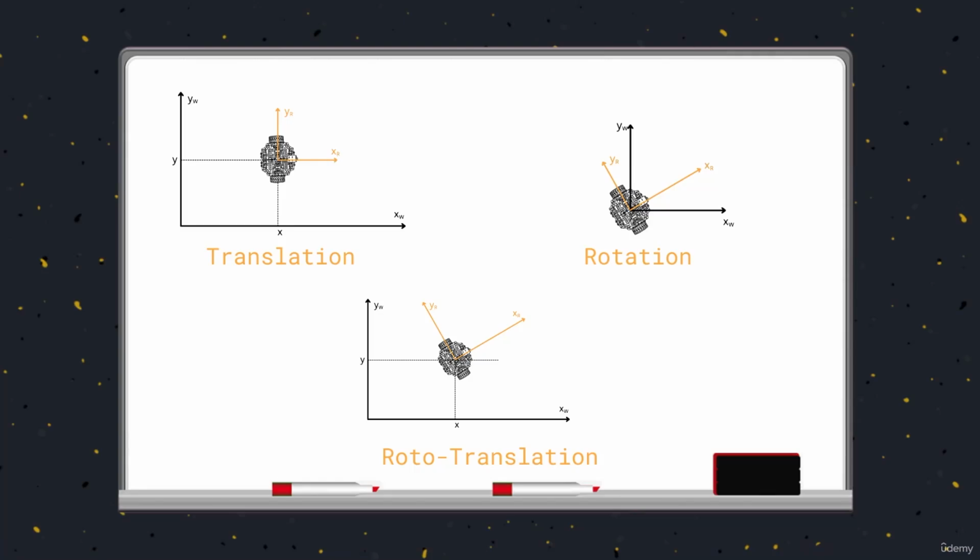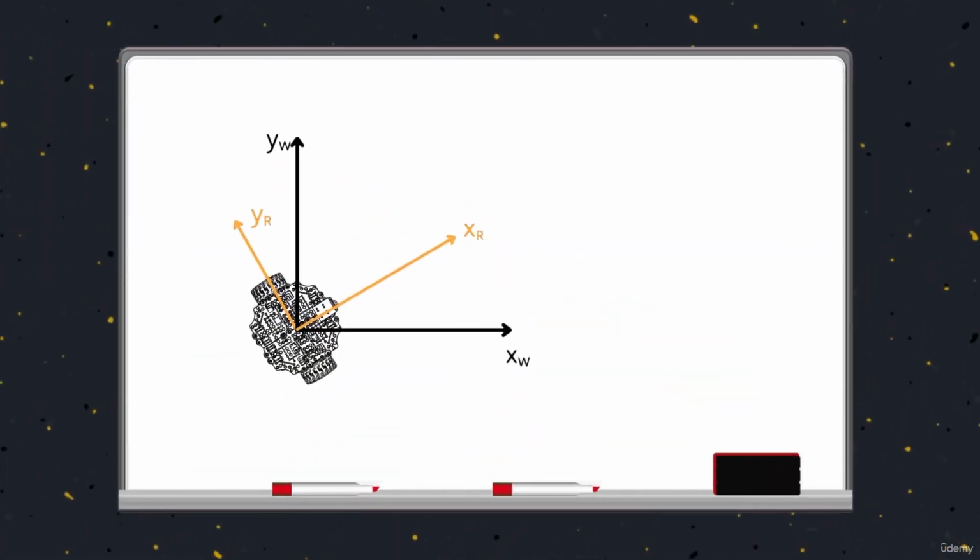The second basic component that defines the pose of an object in the two-dimensional space is the rotation, and thus how the object is oriented in the world. In this case, the problem that we want to solve is to specify the robot's orientation, and so the orientation of the robot's reference frame called R with respect to the frame W of the world. So, to simplify the calculations, let's assume that the translational component is 0, and therefore the center of the reference frame R matches the center of the reference frame world.